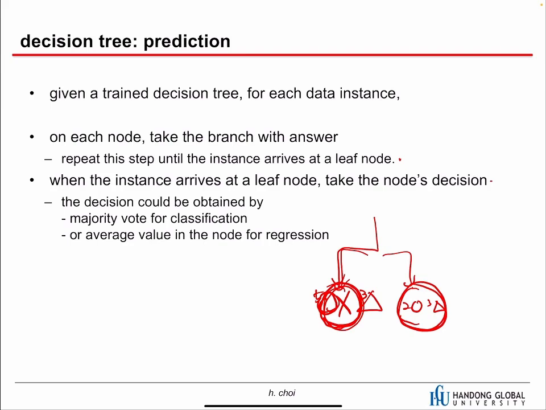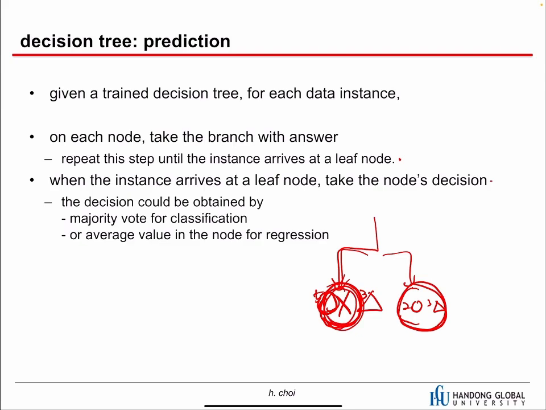test instance. Okay, and also we can use this for regression, but in that case we take an average. So in training, in each leaf node we have some samples, and then we can take an average.